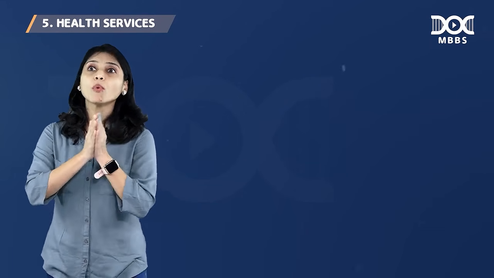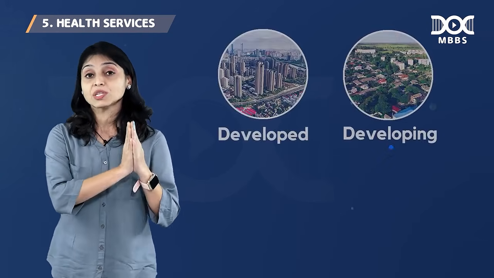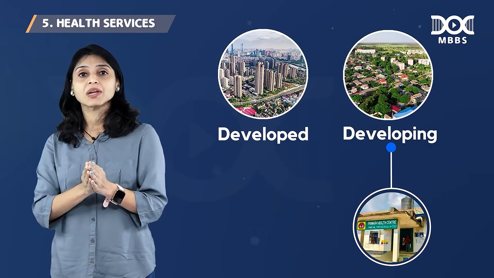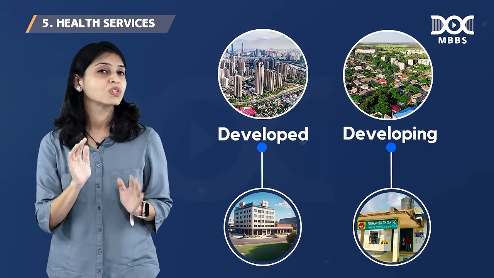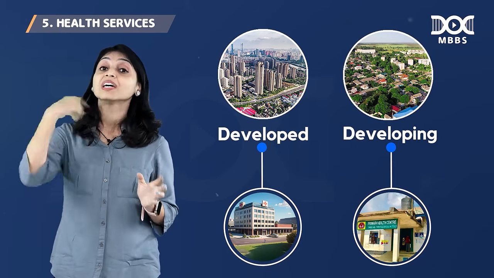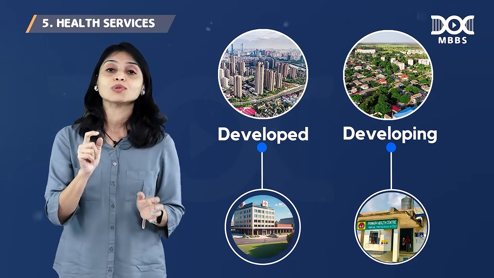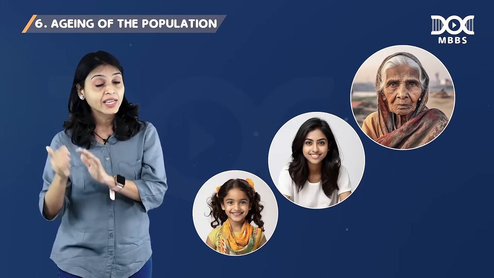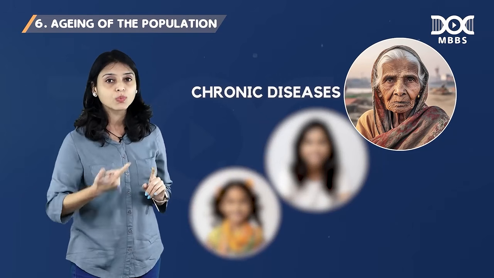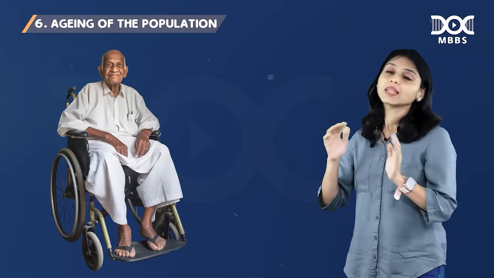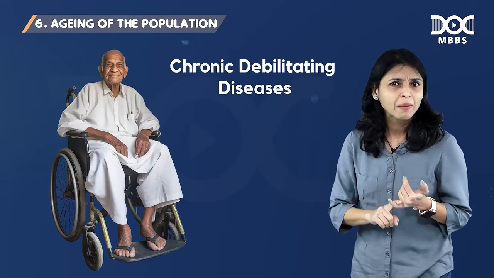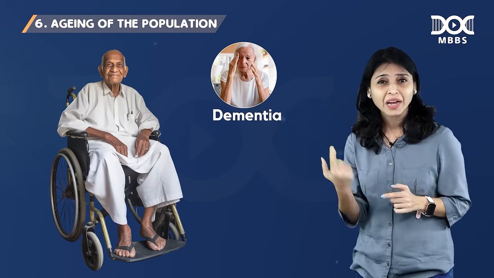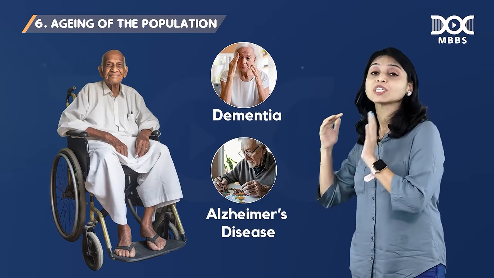The services given through the health system are also important. Ours is more curative. Of course, we have a large preventive component, especially in primary healthcare, but compared to developed countries, I would say it is less. So, the type of service they give through the health system is very important. Then the sixth is aging of the population. As the population ages, more chronic diseases occur. In countries where old age people are more, we see chronic debilitating diseases, disabilities, dementia, Alzheimer's. All these are more in the aged population.